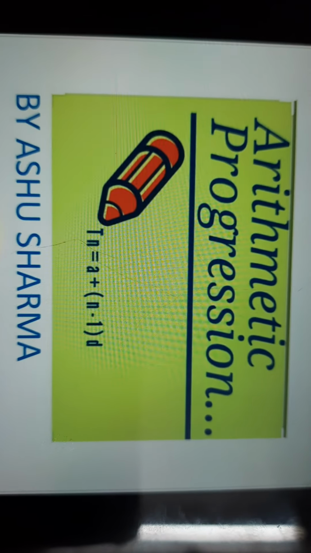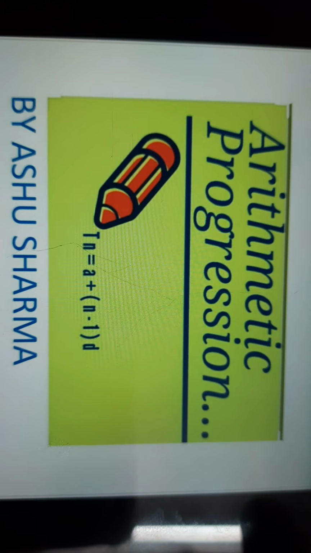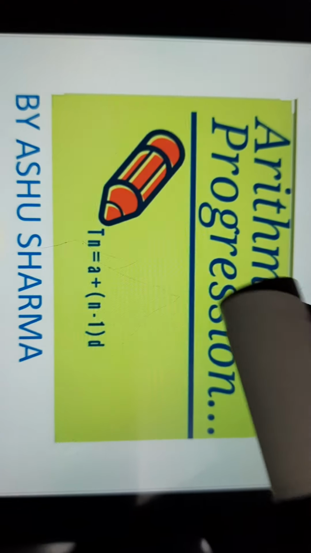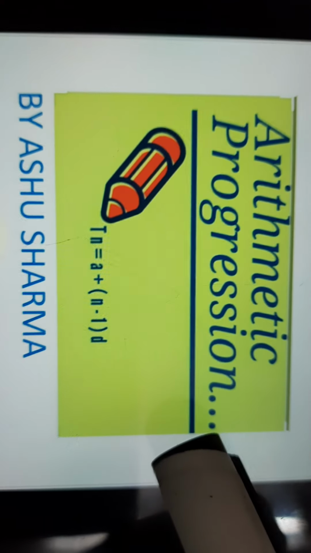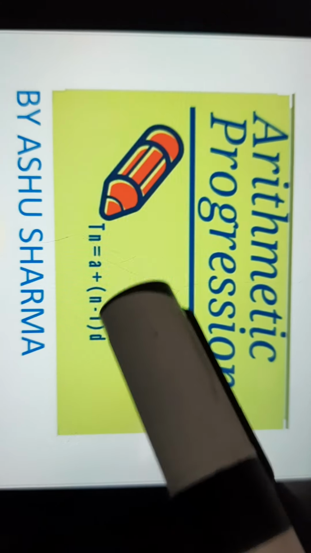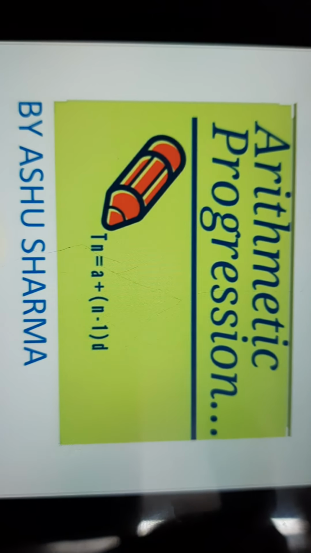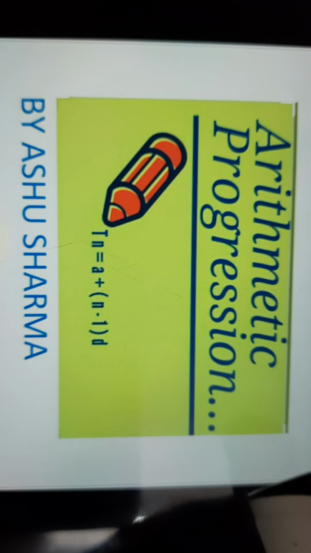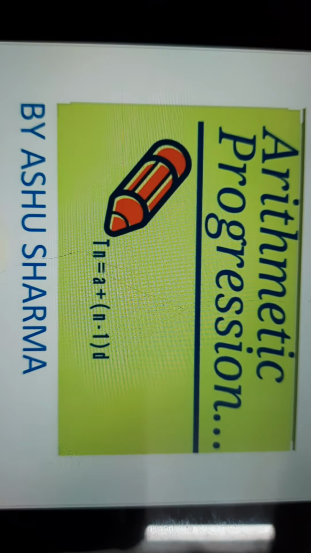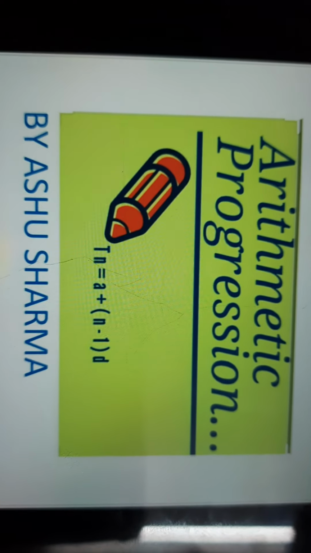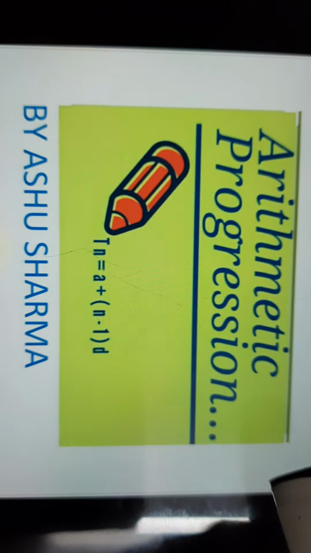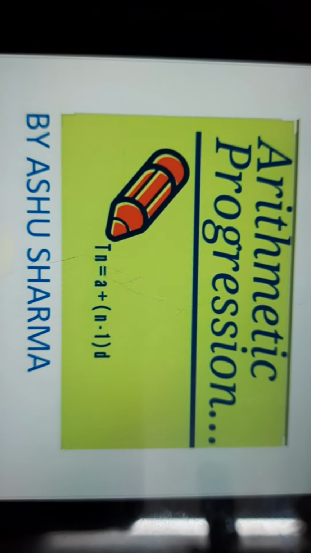Dear students, today we are going to start Unit 5 Arithmetic Progression. What do we mean by arithmetic progression? What is the other name of arithmetic progression? So let us see. Dear students, arithmetic progression is also known as arithmetic sequence or AP series, where A is meant for arithmetic and P is meant for progression.